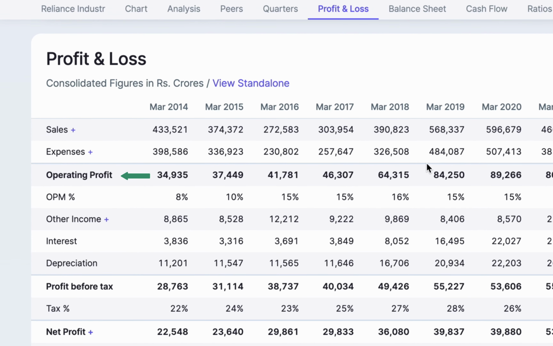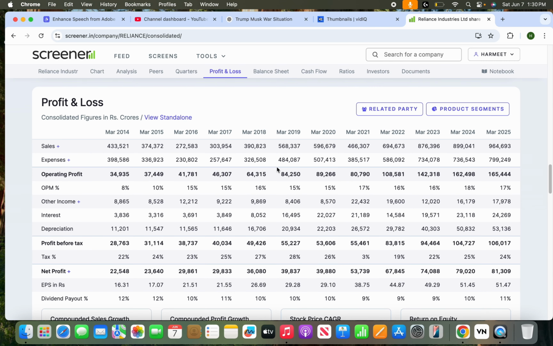Second one, operating profit. Has the operating profit been growing consistently or not? Third one, net profit. Is the net profit consistently increasing year after year? Fourth one, EPS, which means earnings per share. This shows how much profit the company makes for each outstanding share. Look for a rising EPS.